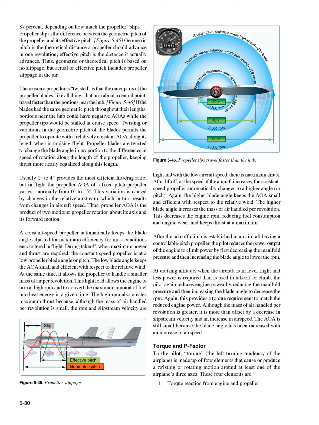After the takeoff climb is established in an aircraft having a controllable pitch propeller, the pilot reduces the power output of the engine to climb power by first decreasing the manifold pressure and then increasing the blade angle to lower the RPM. At cruising altitude, when the aircraft is in level flight and less power is required than is used in takeoff or climb, the pilot again reduces engine power by reducing the manifold pressure and then increasing the blade angle to decrease the RPM.